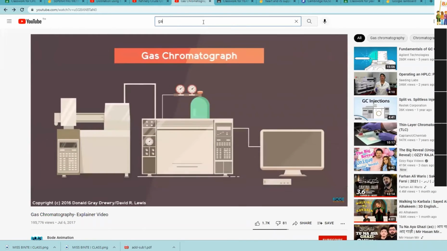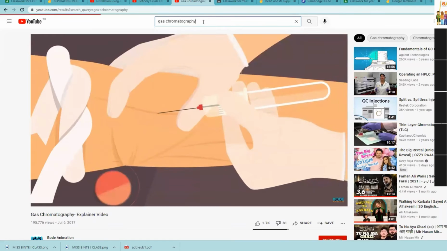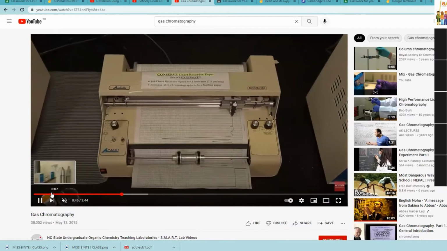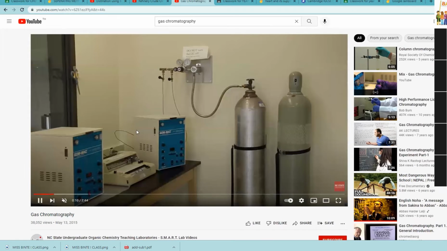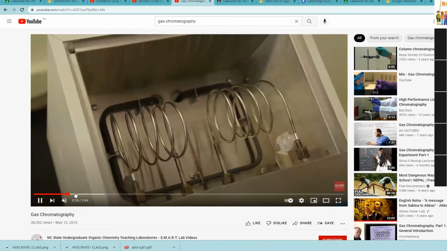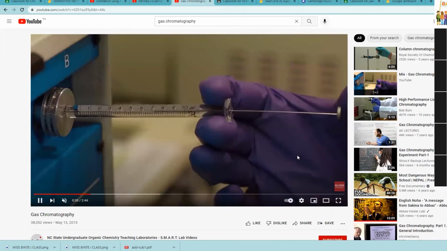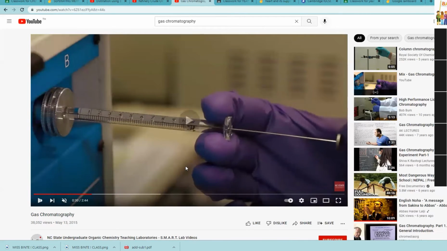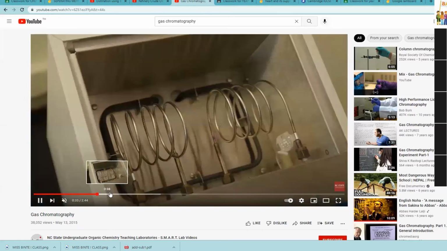In reality, the gas chromatography looks like that. Okay, so see here, this is the whole machine, and see how she is going to inject it. She injected the liquid sample here. This thing is going to change it into vapors, into gas, and this is a coil. Can you see the one which I was talking about?